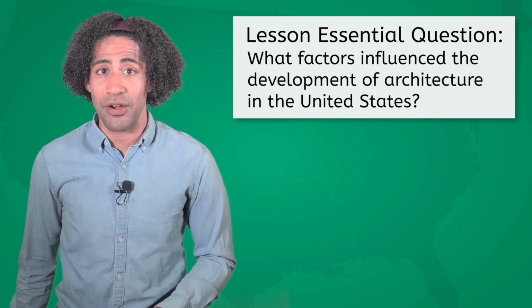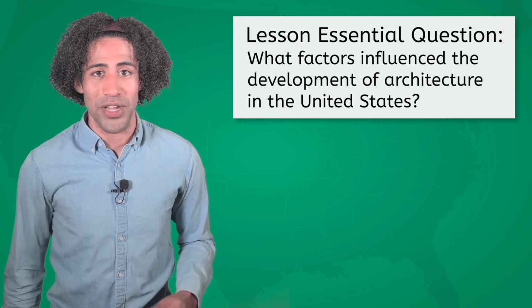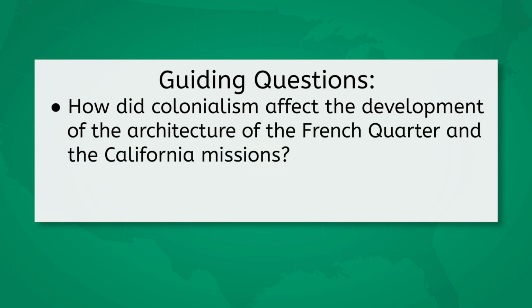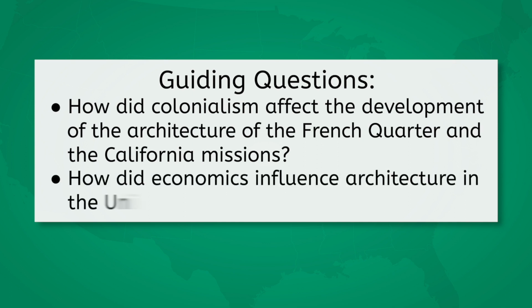To help us get there, we'll use these guiding questions. How did colonialism affect the development of the architecture of the French Quarter and the California missions? And how did economics influence architecture in the United States?